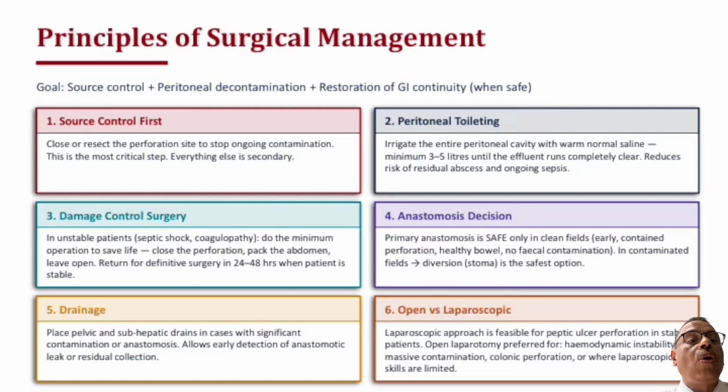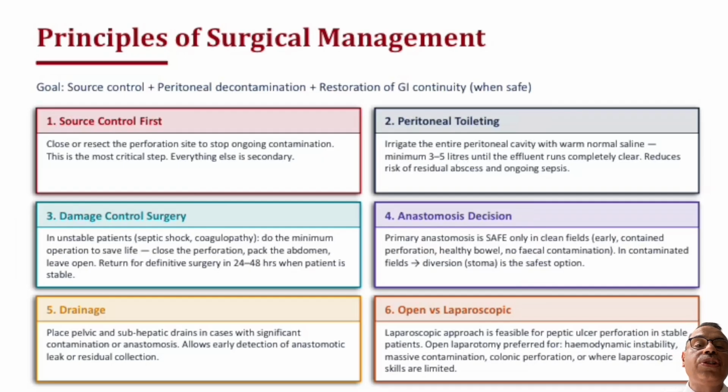Make sure that all the peritoneal fluid, the saline which is used for irrigation or toileting, should be drained out or should be sucked out, and no residual fluid remains which can later become a source of a residual abscess.